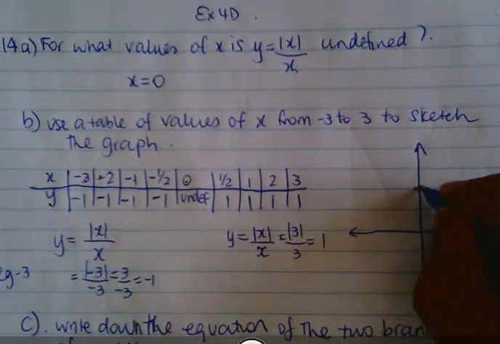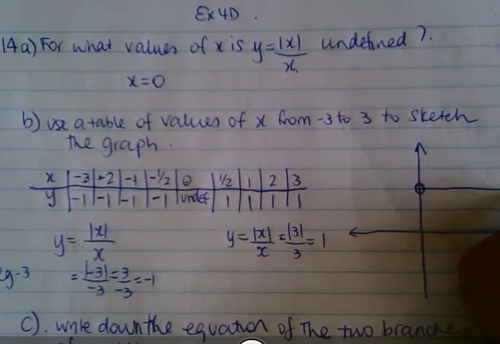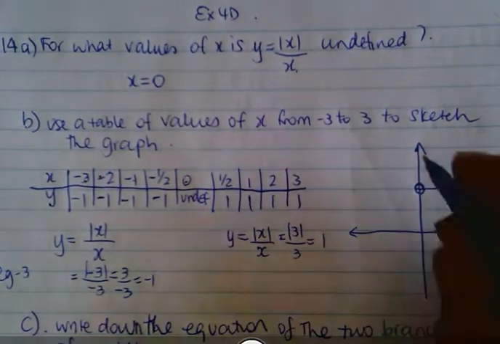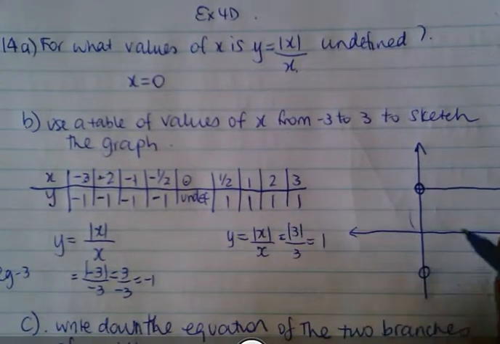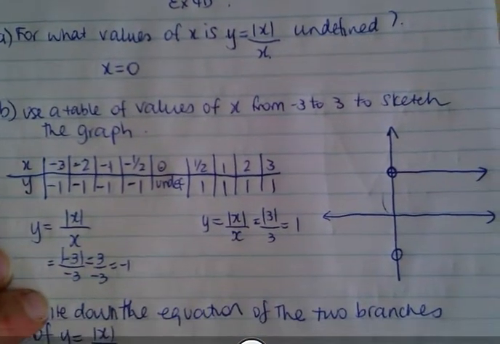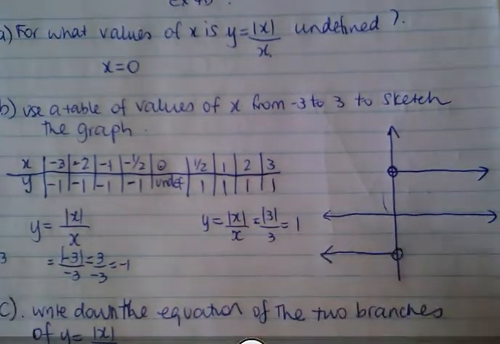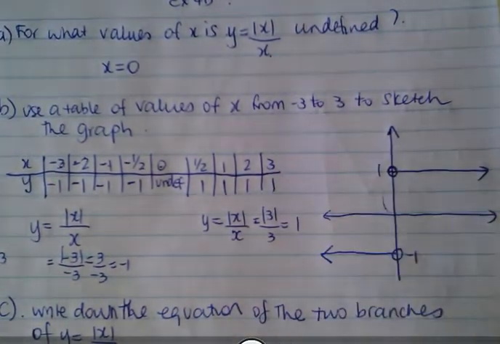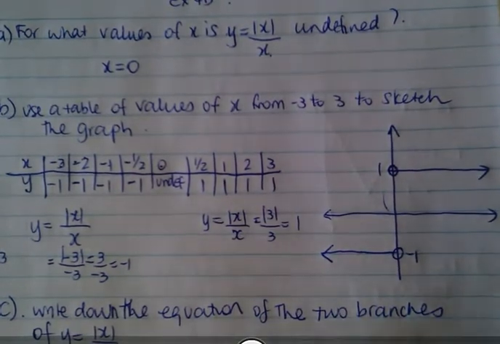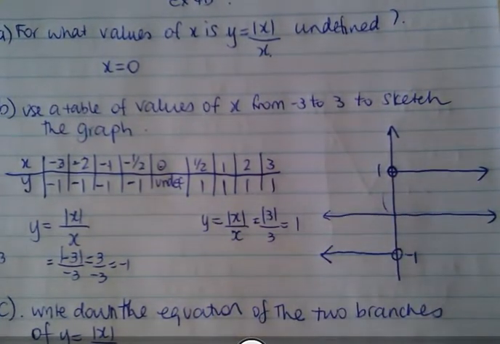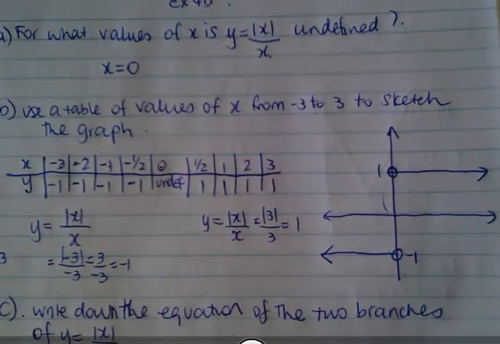So if I make this 1, I have an open circle. And we'll write the equation in a minute. And for negative values of x, like these, your y value is -1. So that's at -1 and this is 1. So you can now write down the two equations of the branches of this.